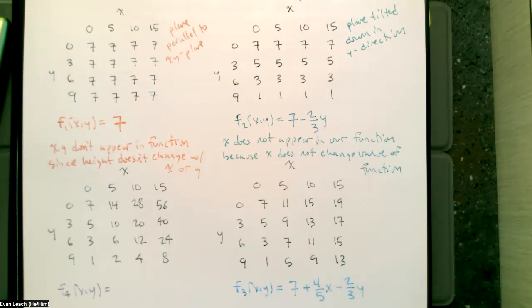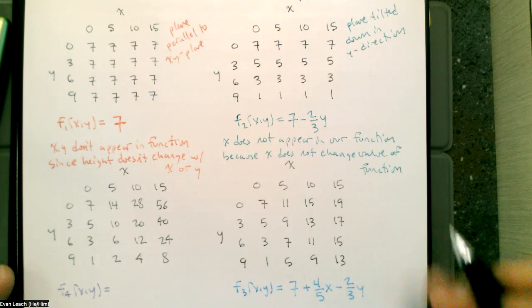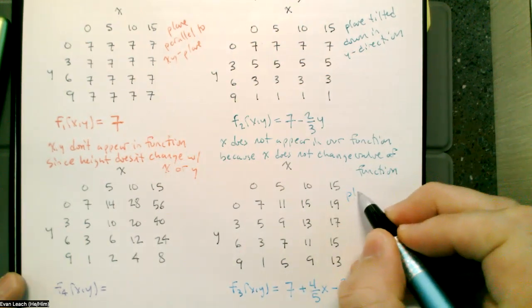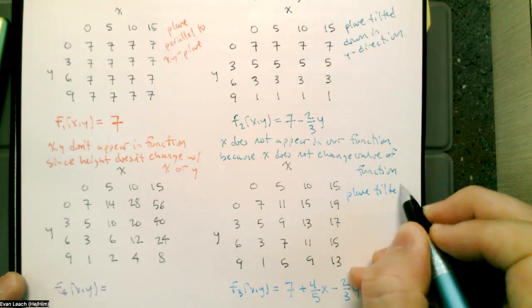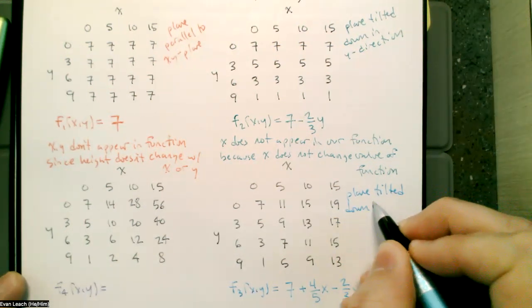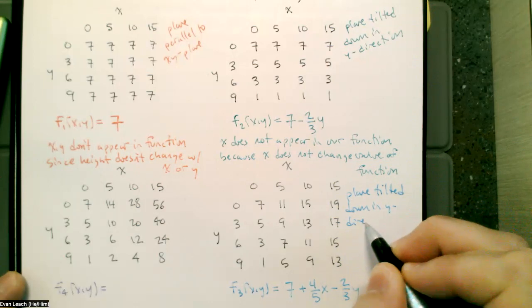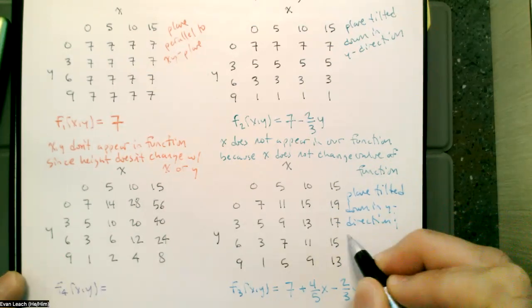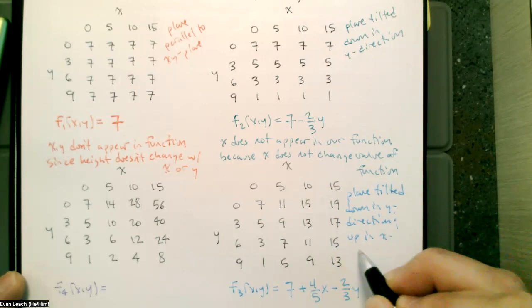What are we doing in F3? We're just tilting it up in the x direction. So now like this, everything on top of this plane, all the dust on it is going to roll down to that corner of the room. Because I've tilted down in the y direction and up in the x direction. So here's a plane tilted down in the y direction and up in the x direction.